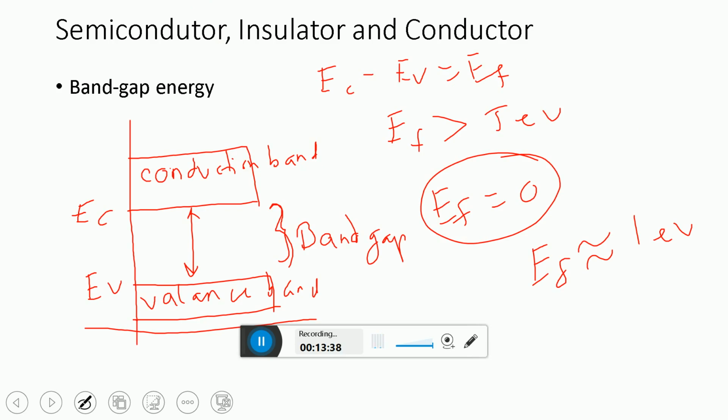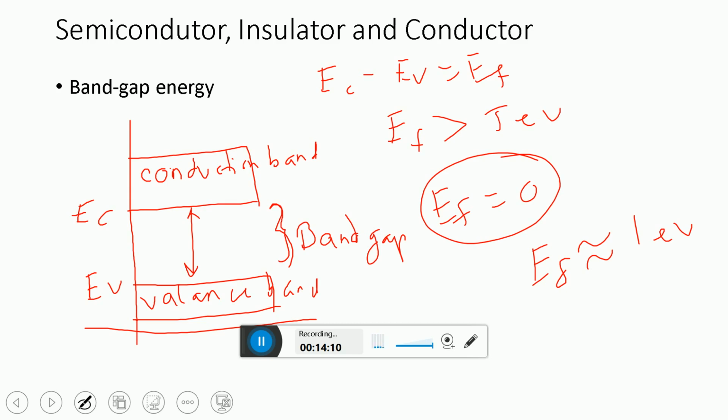So in summary, we have three types of material: semiconductor, insulator and conductor. The conductor allows current to flow through it, whereas the insulator does not allow current to flow through it. The semiconductor has properties in between insulator and conductor. And here we have the band gap energy. The band gap is more in the case of an insulator, greater than 5 eV.